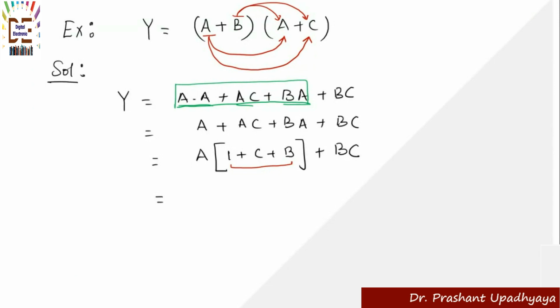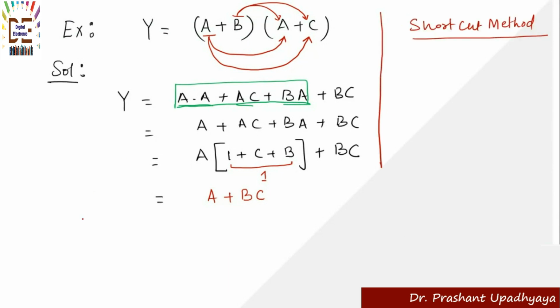Anything to which we are adding 1 will become 1. So this will become your 1, and you will be getting a plus bc. So this method is clear to you, a plus bc. We can also solve this with the help of a shortcut method. Let me share a shortcut method with you.